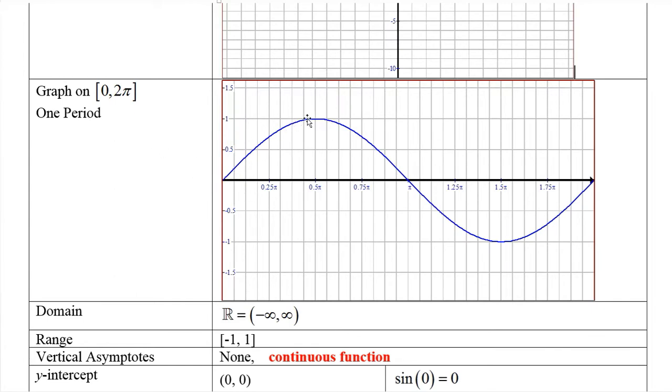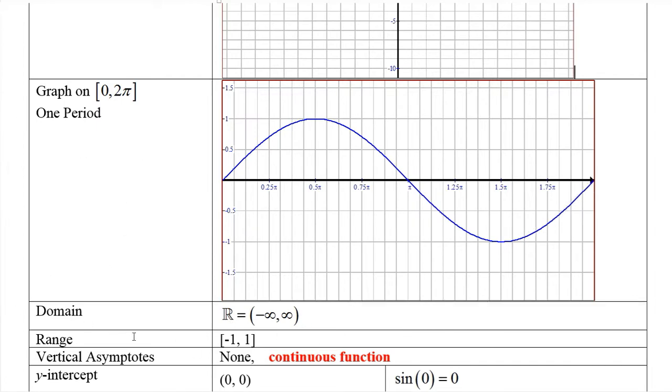Notice it starts at the origin, goes up to the point pi over 2, 1, then back down to pi, 0, then 3 pi over 2, negative 1, and back to 2 pi, 0. It's increasing, concave down, reaches a maximum, decreasing, concave down, reaches an x-axis and an inflection point at the same time, switches to concave up, still decreasing to a minimum here, and then switches to increasing, but still concave up back to here, and then it repeats the whole thing over again.